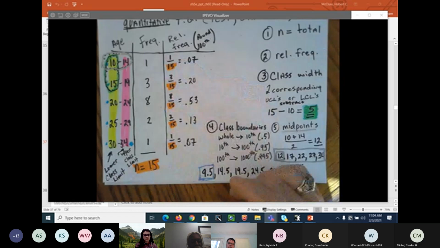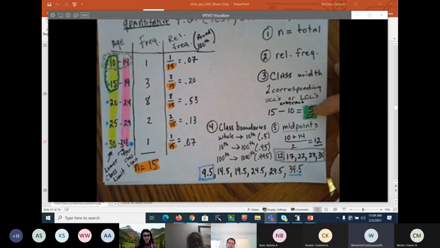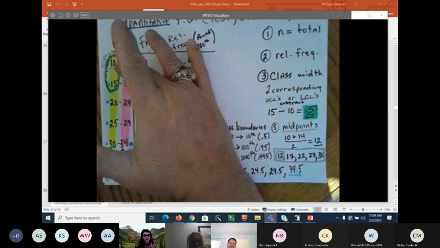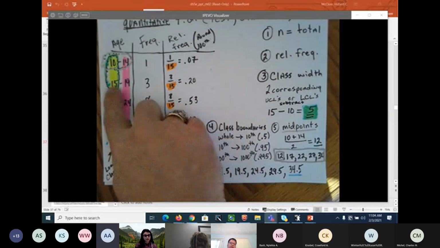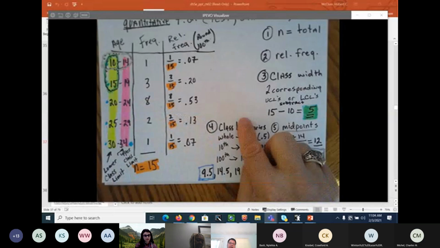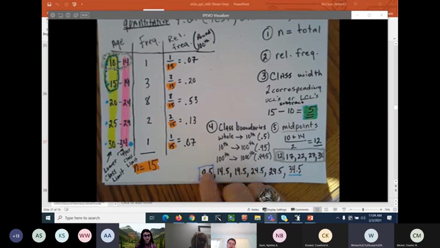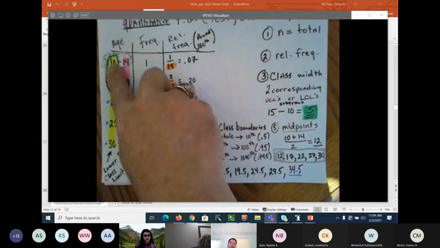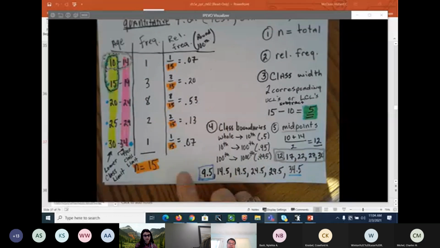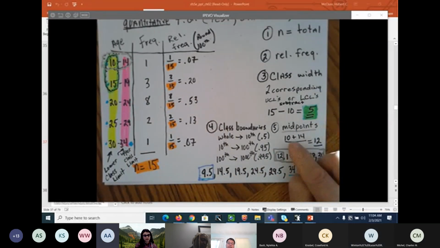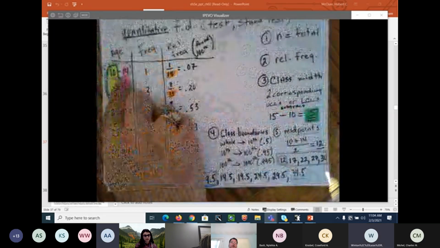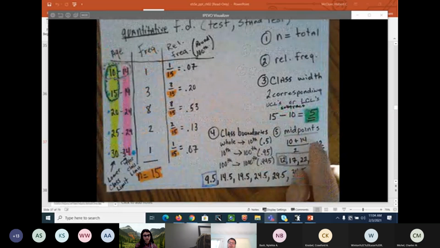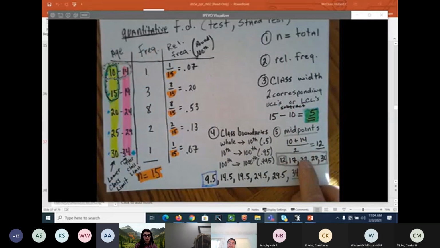We did that here. The class width is 15 minus 10 is 5. That's why I highlighted it in green. And then class boundary, I got to find the first one. So what number comes before 10? 9. And you add a 0.5 to it, and you add the class width. And then the midpoint, 10 plus 14, I picked those two numbers right here in silver, 10 plus 14, and divide it by 2, and add the class width.